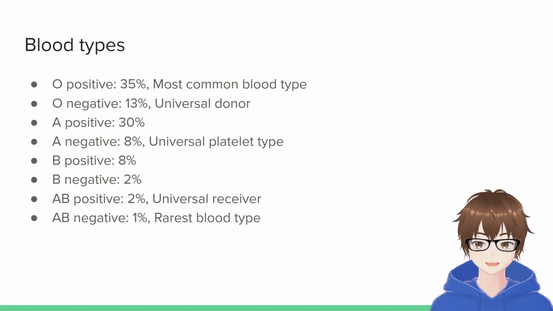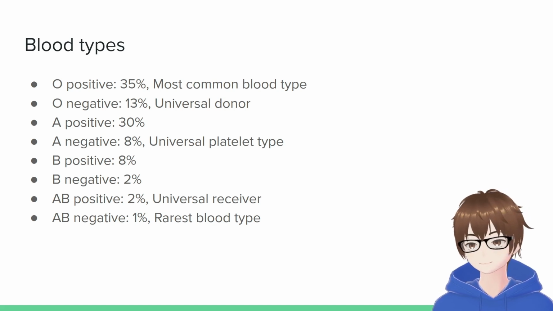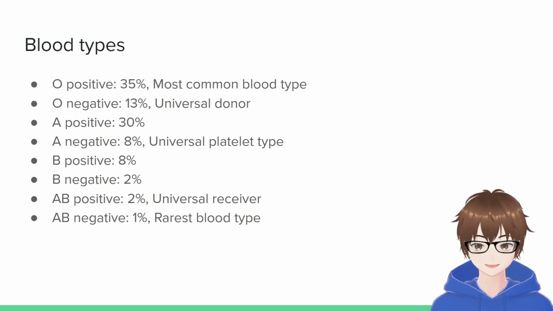So here are all the different blood types you can have. You can have O positive, which is about 35% of the population. It's the most common blood type. Then there's O negative, which is the universal donor. Everyone can take O negative because it has no antigens at all. Anybody can use it. Then we have A positive, which is about 30% of the population. We have A negative, which is 8%. It is the universal platelet type.